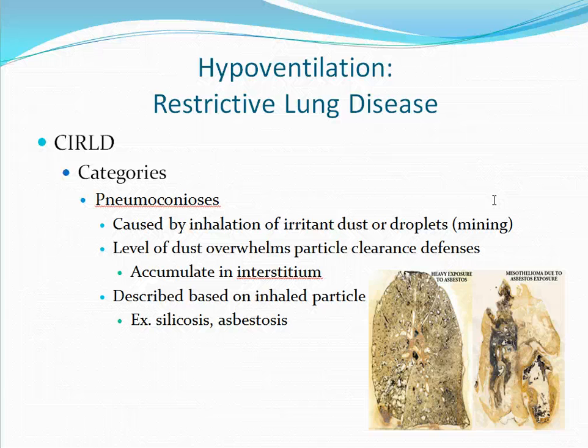The levels of dust eventually overwhelm the airway particle clearance defense mechanisms, and the particles will begin to accumulate in the interstitium. These are typically described based on the inhaled particle. For example, it could be called silicosis if the particle is silica, or asbestosis if it is asbestos.